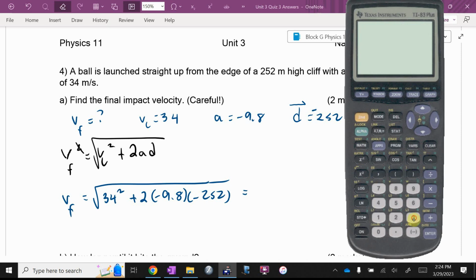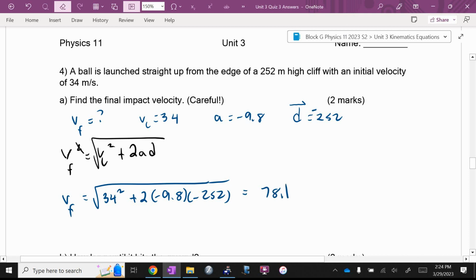So I usually do what's inside the square root first. 34 squared plus 2 times negative 9.8 times negative 252. And then I usually go square root, answer button. Dina, I got 78.1. So the first careful was you had to catch the negative 252. Here is the second careful. The answer is not 78.1.